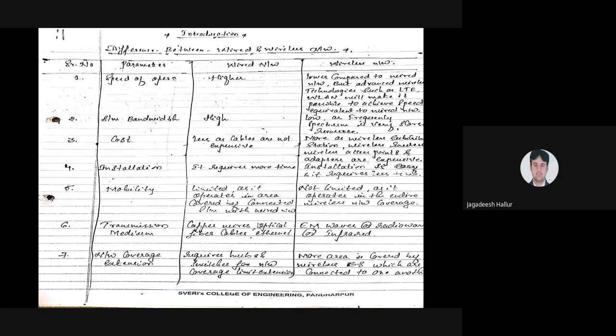The second parameter is the bandwidth. The bandwidth of wired is high and the bandwidth of wireless is low. But why is it low? Because it is limited. We are launching many satellites for low Earth orbit, medium Earth orbit, and in space, that is high Earth orbit.